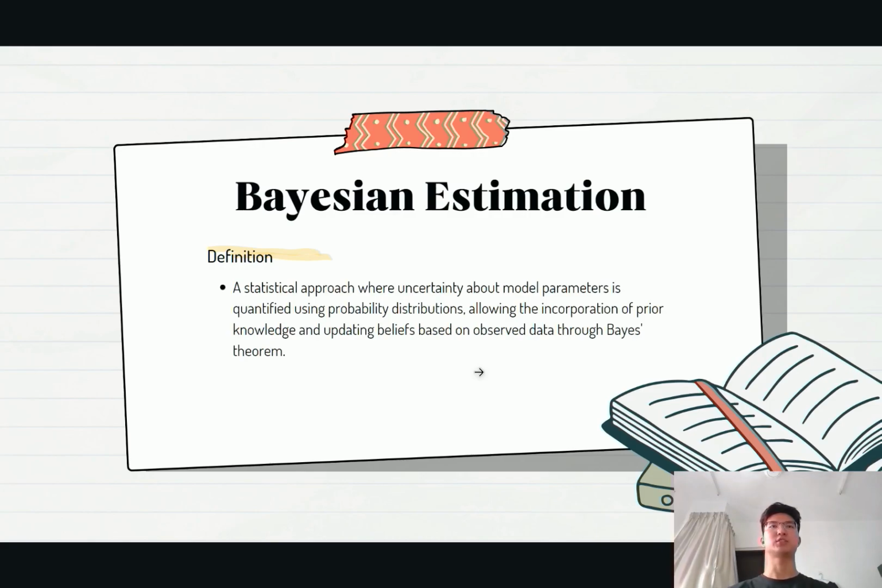Next is the Bayesian estimation. The definition of Bayesian estimation is a statistical approach where uncertainty about a model's parameter is quantified using probability distributions, allowing the incorporation of prior knowledge and updating beliefs based on observed data through Bayes' theorem.